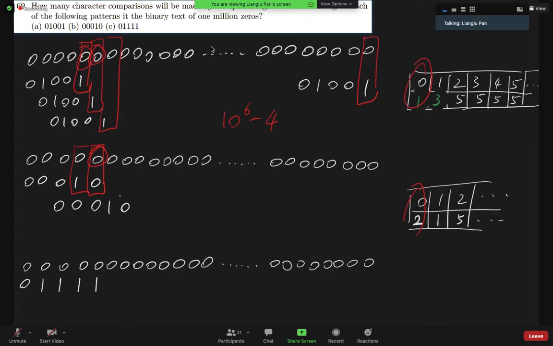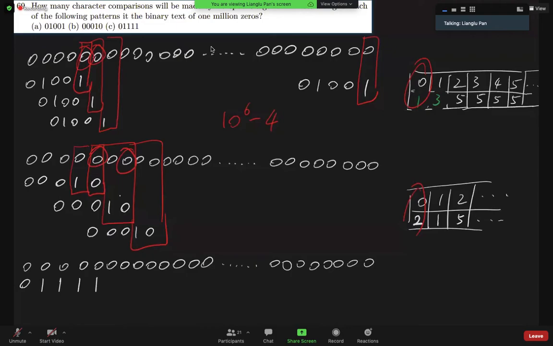Then I think we're going to have the same idea. There will be 2 comparisons that we're going to make. The first one giving us a match, the second one giving us a mismatch. And since it's another 0 here, we're going to move the pattern for 2 positions to the right. And this will give us the next 2 comparisons. And I think this is clear that every time we're going to make 2 comparisons, and then we're going to move the pattern for 2 positions.